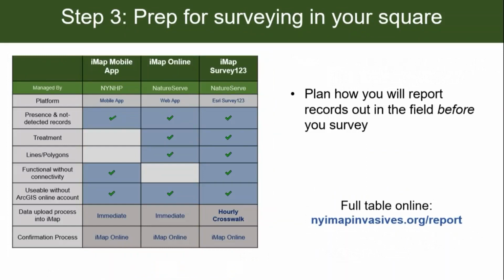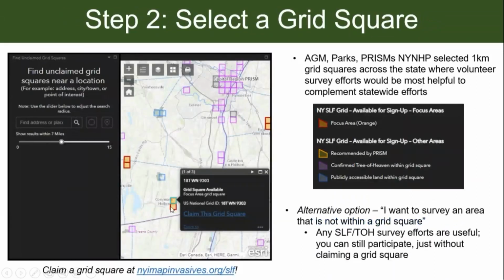And so on that map, the way to claim a grid square is essentially you click on the grid square you want and you follow this claim this grid square link, and that'll bring you to a form where you basically just enter your IMAP person ID, which I talked about a second ago, your name, and your email.